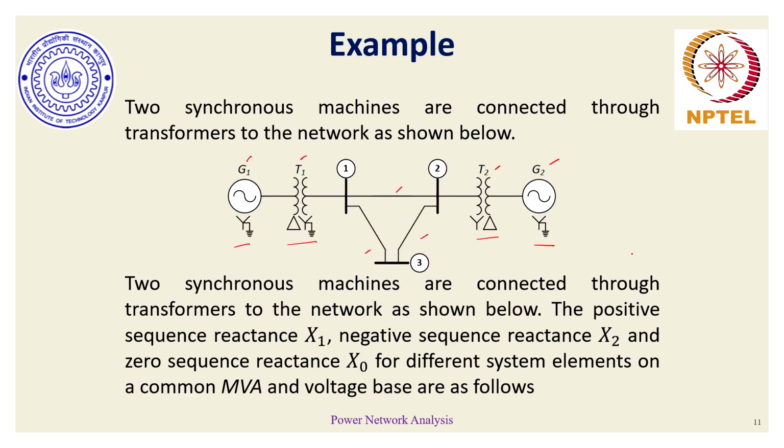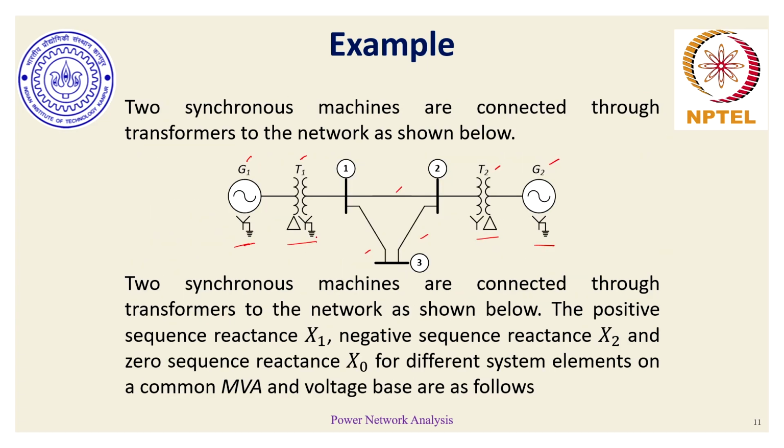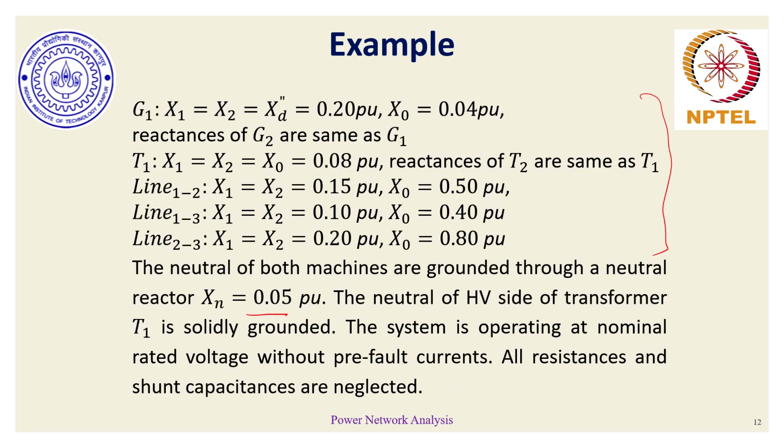The neutral of the machines are grounded through a neutral reactor of 0.05 per unit. Neutral of the HV side transformer is solidly grounded. Neutral of transformer T2 is ungrounded. And it's given that the system is operating at nominal rated voltage without pre-fault current. That means this also is an unloaded network condition. All resistances and shunt capacitances are to be neglected.